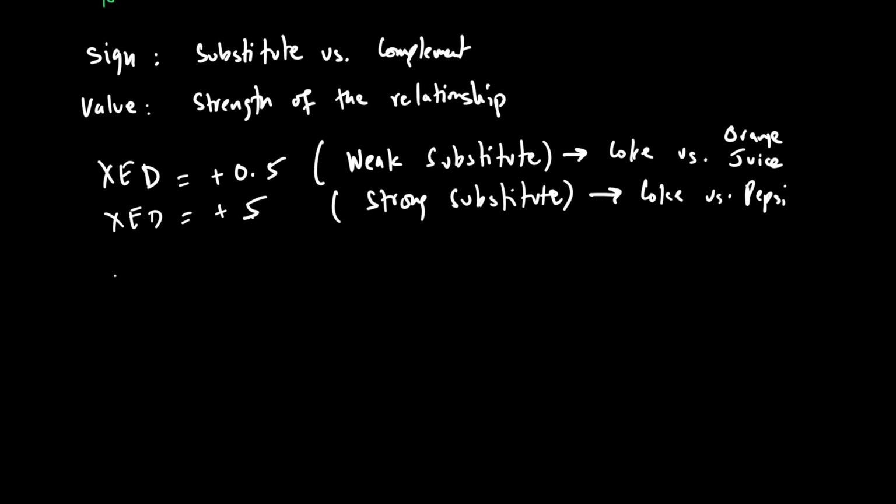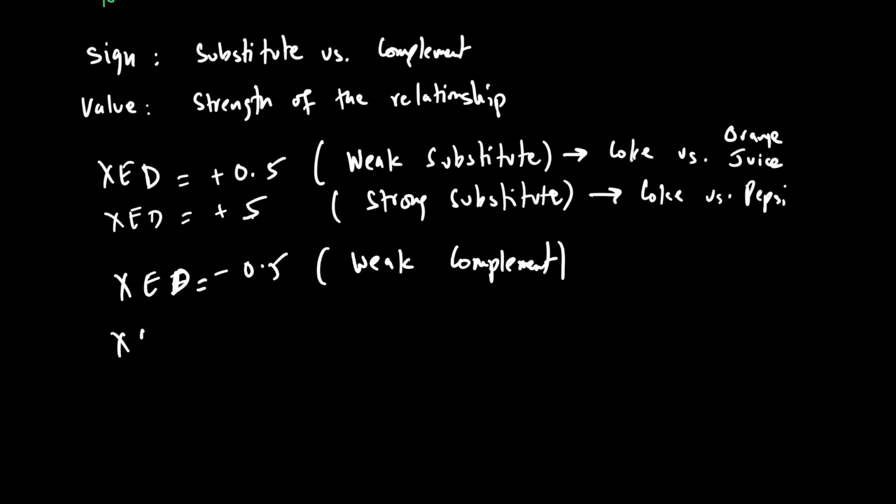On the other hand, if I have an XED of minus 0.5, I'm going to call it a weak complement. While XED of minus 5 would mean it's a strong complement.